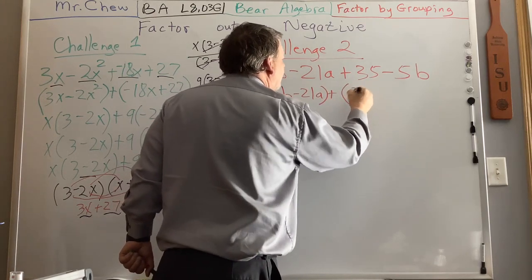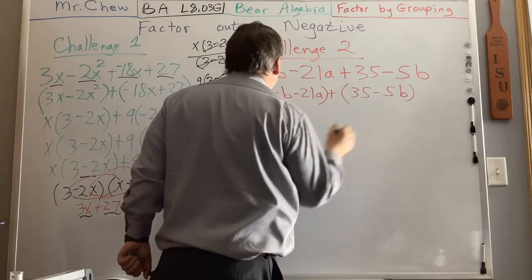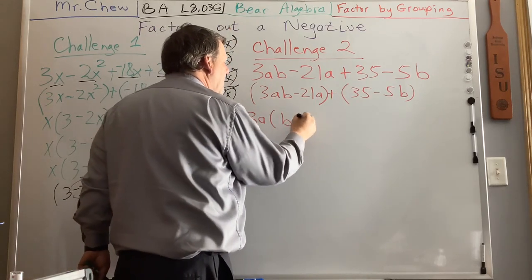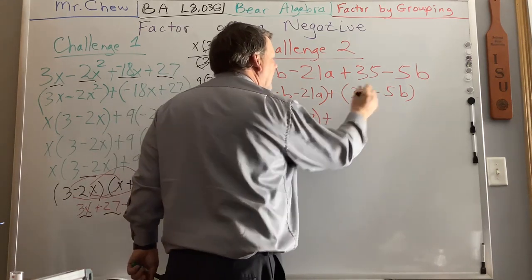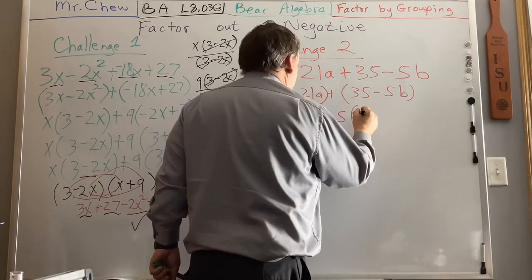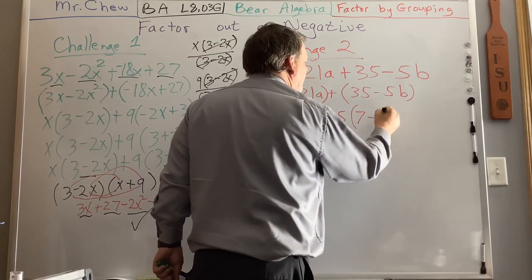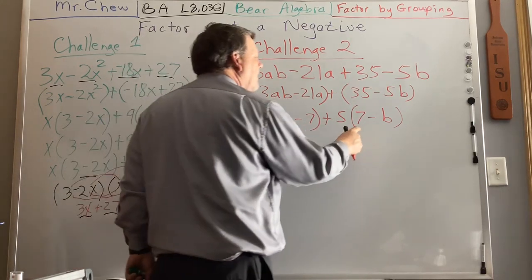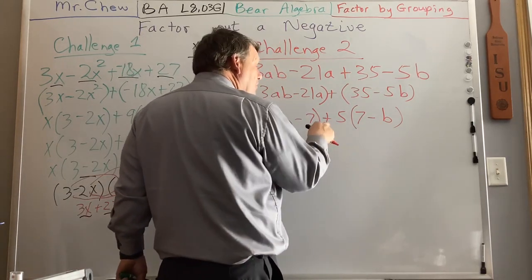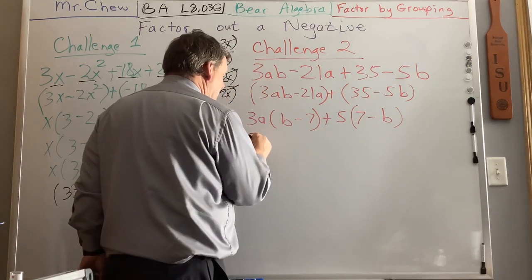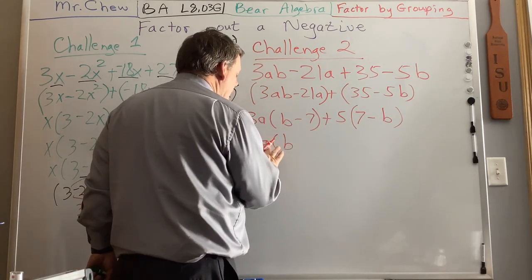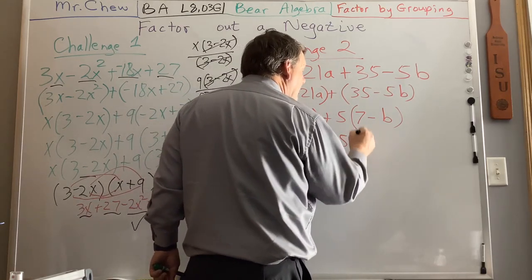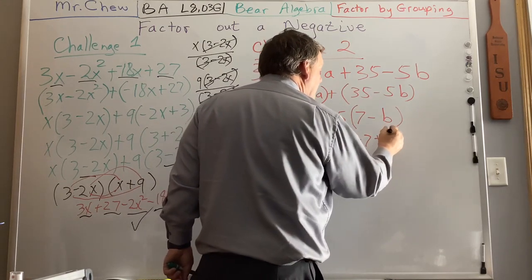We group the last two. We factor out a GCF of 3a. Becomes b minus 7. Factor out a 5. Becomes 7 minus b. B is positive, 7 is negative. 7 is positive, b is negative, so I'm going to have to factor out a negative 5 here. So a negative 5 is the same as minus 5. This becomes negative 7, and this becomes positive.